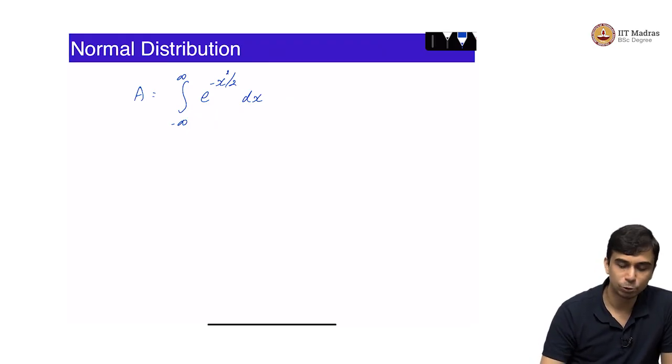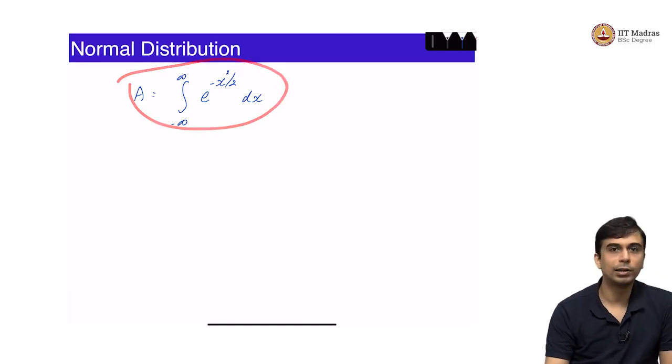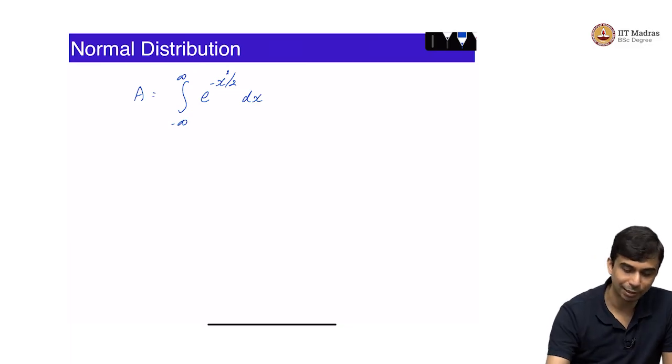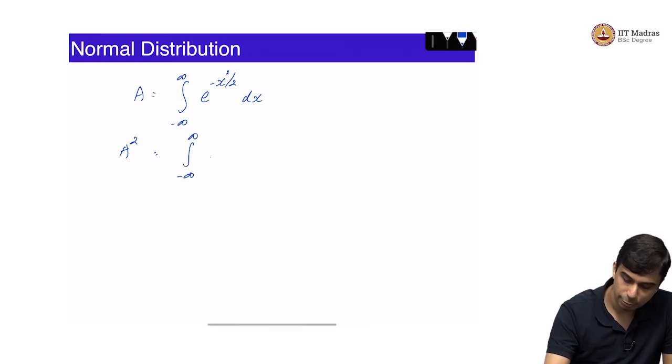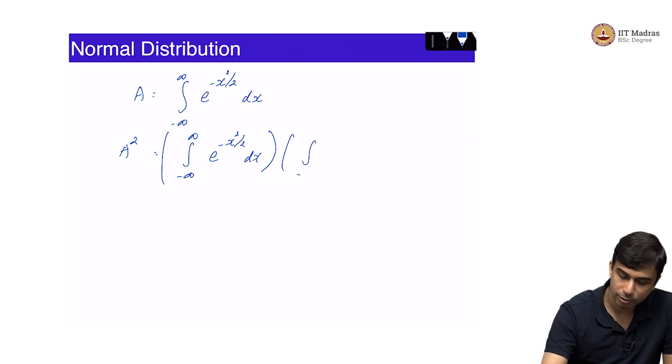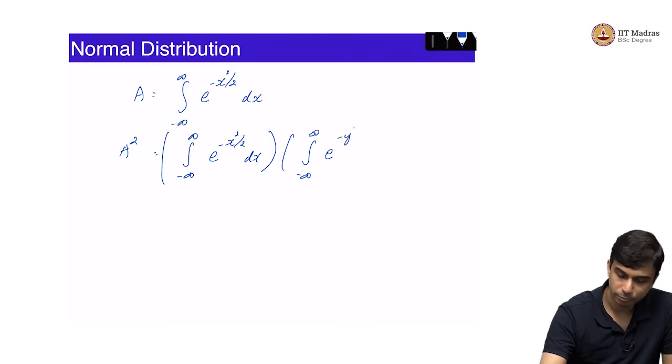Well, let us try and do this integration. Right. So, in fact this integration is quite hard to do, but there is a small trick that we can do to make this a much easier integration. Let us define, instead of doing A, let us do A squared. We will say A squared is equal to the integral from minus infinity to infinity of e power minus x squared by 2 dx, times the integral from minus infinity to infinity of e power minus y squared by 2 dy.